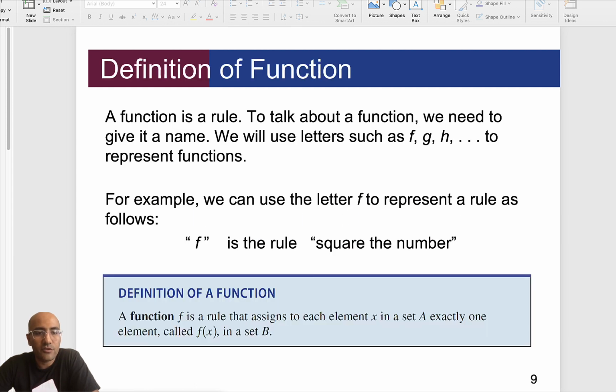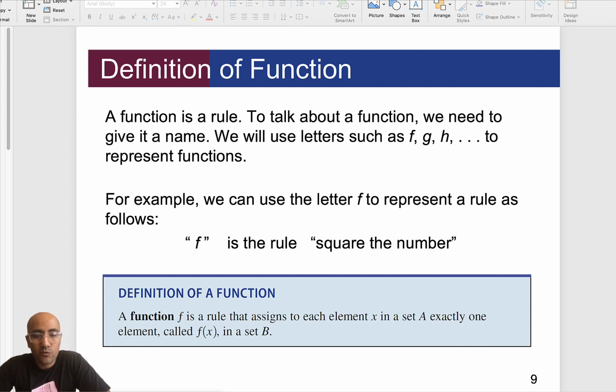Okay, so definition of a function. A function is a rule. To talk about a function, we need to give it a name. So we usually use the letters f, g, h. It's just common, customary usage. So for example, we can use the letter f to represent the rule that follows. So f is the rule: square the number, or square the input. And we can define that set of instructions of squaring the input by the letter f, so we can reference it.